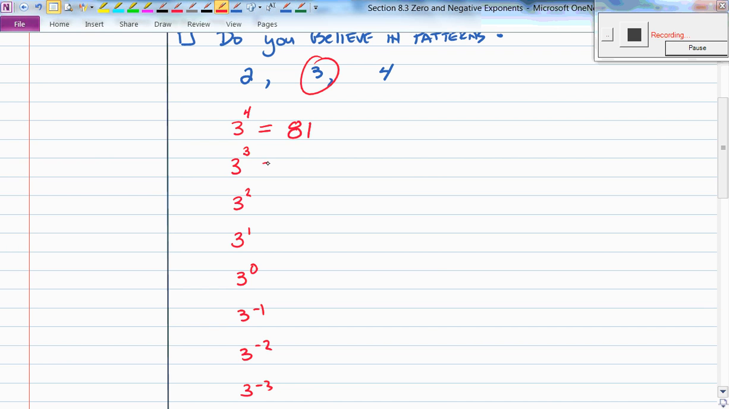Let's do the next one down. Figure out. In fact, I want you to figure all these out, and I want you to stop right before you figure out 3 to the 0. Okay? I want you to stop here. Stop right there.